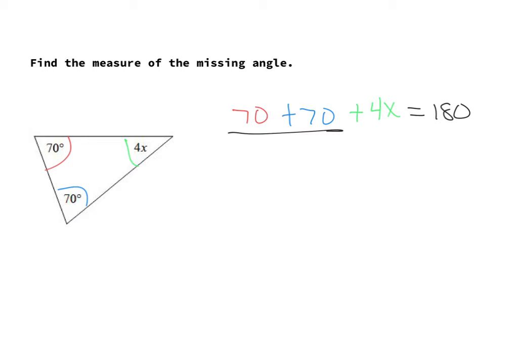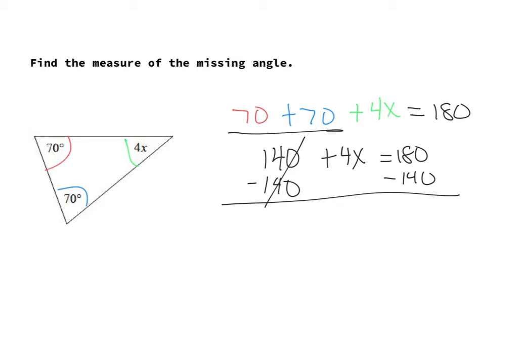I'm going to combine like terms. 70 plus 70 gives me 140, plus 4x equals 180. Subtract 140 from both sides. It's going to give me 4x equal to 40 degrees. Now divide by 4. So x must equal 10.